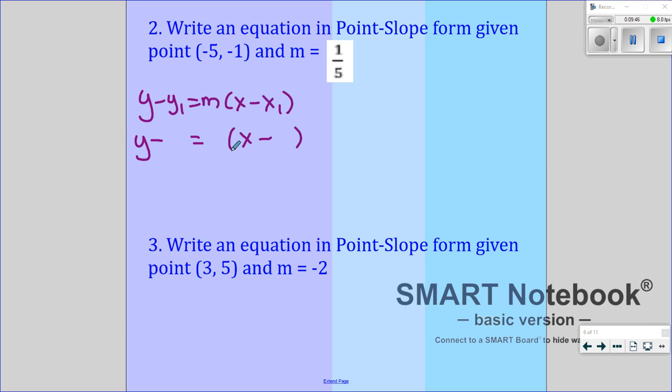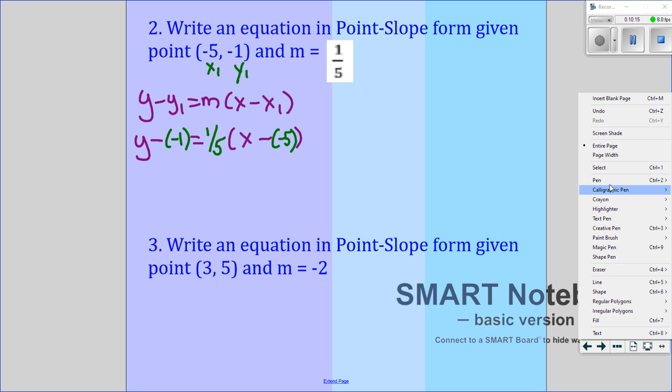So our y1, and I should label that x1, y1. Our y1 is -1. I put that in parentheses because anytime you have a negative number after a minus sign, put it in parentheses so that you know you need to distribute and not get mixed up with the signs. Our slope is 1 over 5, and our x1 is negative 5.